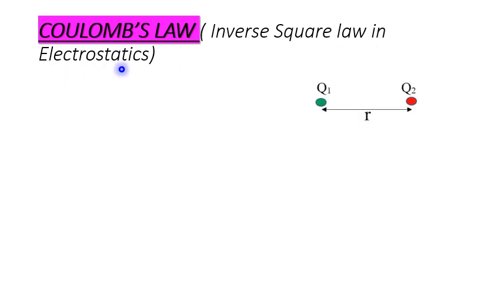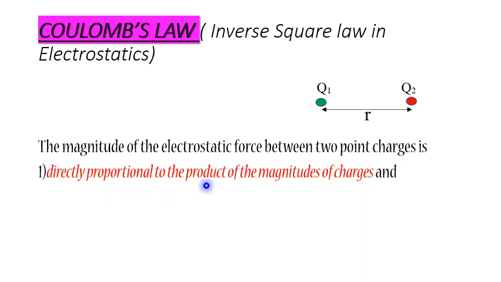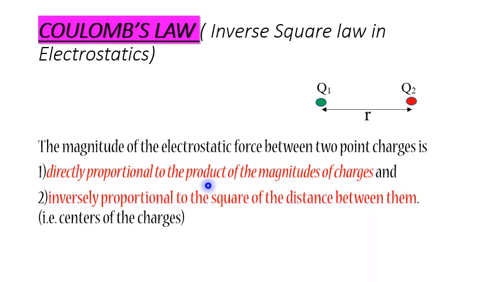Consider two point charges Q1 and Q2. These two charges are placed in a vacuum. The distance between their centers is r. According to Coulomb's law, the magnitude of the force between these two point charges is directly proportional to the product of the charges and inversely proportional to the square of the distance between them. Remember, we have to take the distance between the centers of the charges.